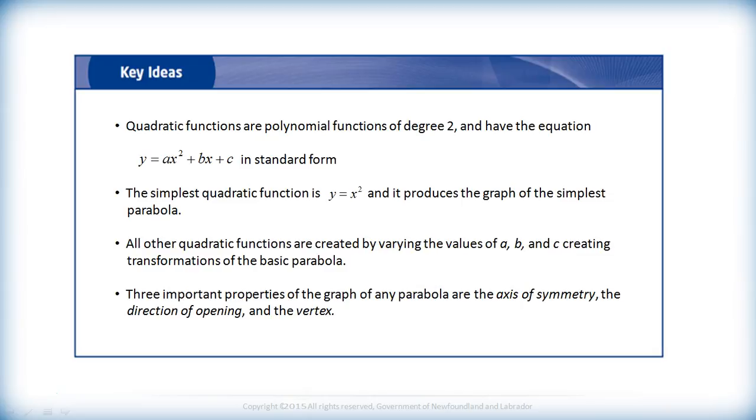So just a quick review. Quadratics are polynomial functions of degree 2. They look like this in standard form. y equals x squared is the simplest quadratic, and it gives us the simplest parabola. Changing the values of a, b, and c creates different transformations of that simple parabola. So three key features of parabolas that we have to look for: axis of symmetry, direction of opening, and the vertex. Hope that helps.